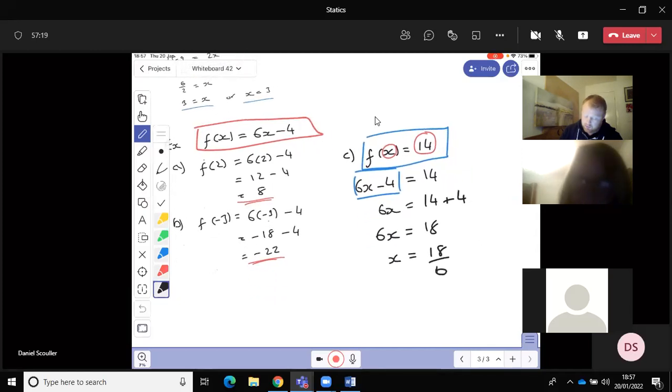Okay, bringing that 6 over, it's a multiple on the left, so it becomes a divide. So x is equal to 3.